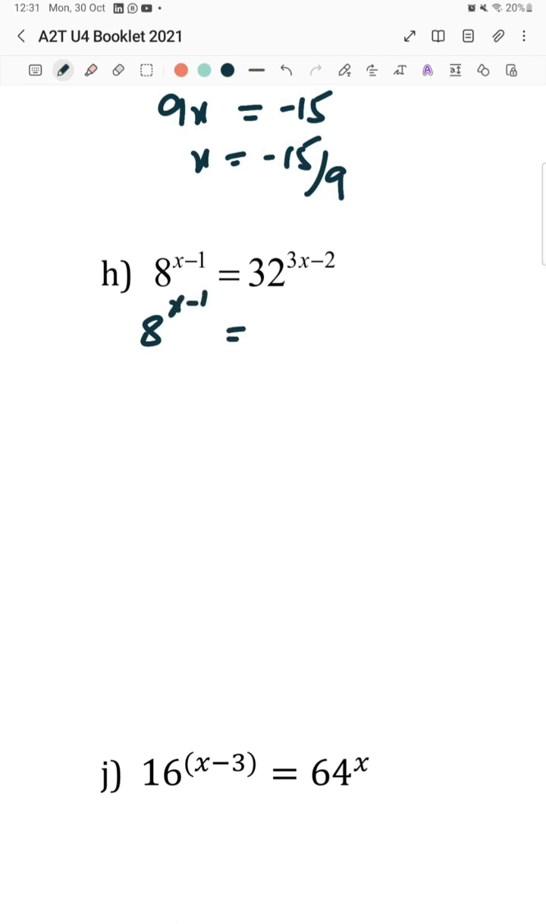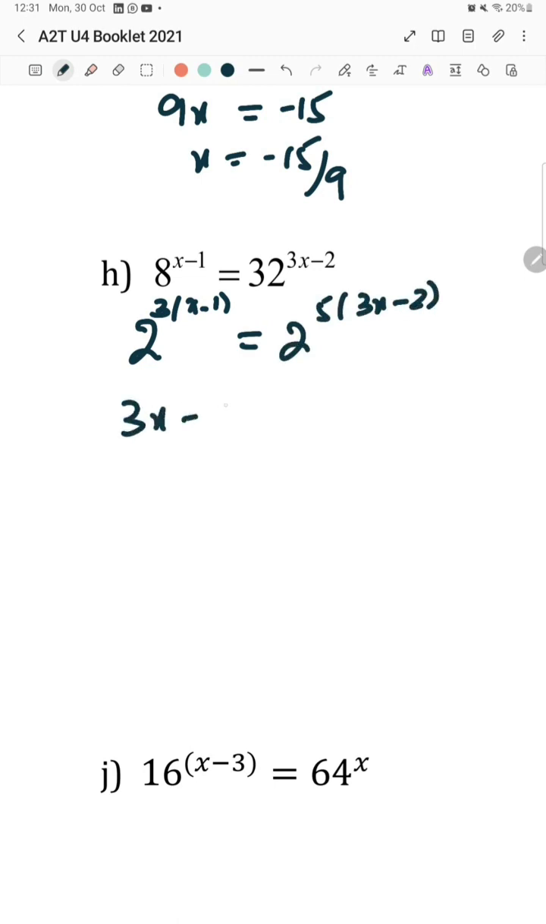So is there any power of 8 which can give us 32? Because here it is 32, and there is no power of 8 giving us 32, so we will make both of the bases 2: 2 to the power 3x minus 1, 2 to the power 5, 3x minus 2. It seems to be a repeated question.